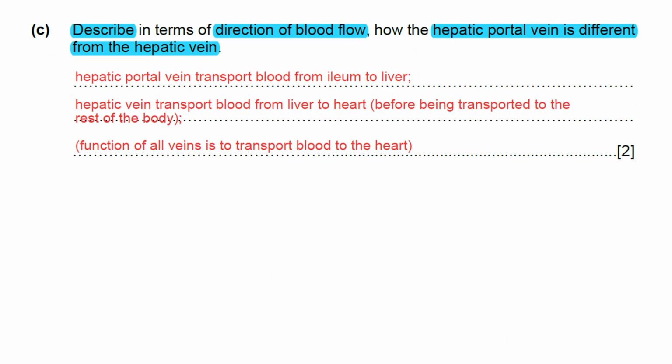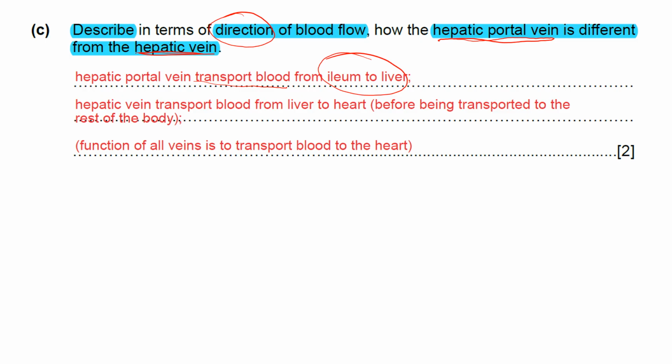Part C, describe in terms of direction of blood flow, how the hepatic portal vein is different from the hepatic vein. So basically, this question is asking the hepatic portal vein transports blood from where to where, and the hepatic vein transports blood from where to where, because it's direction. You can see in the answer it is very straightforward. If you remember, of course, the hepatic portal vein transports blood from the ileum to the liver. Small intestine also can. Alimentary canal also can.